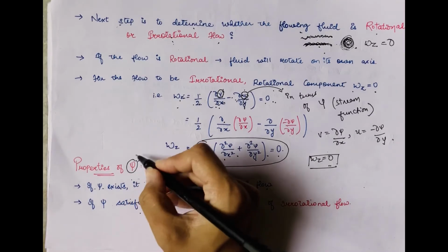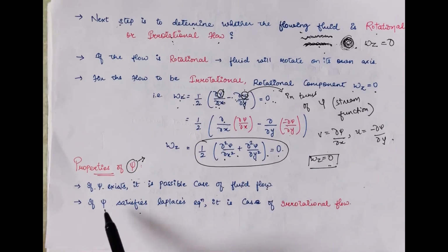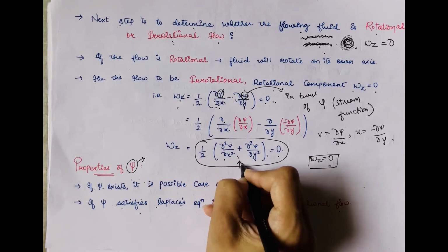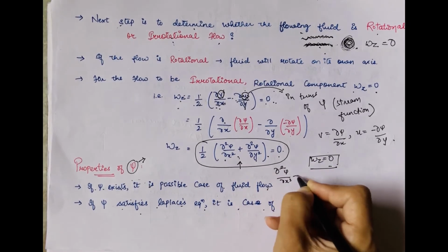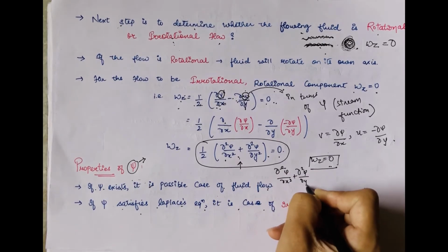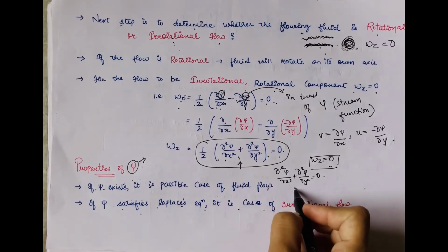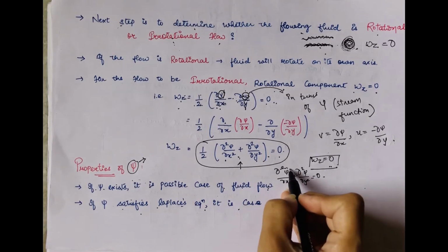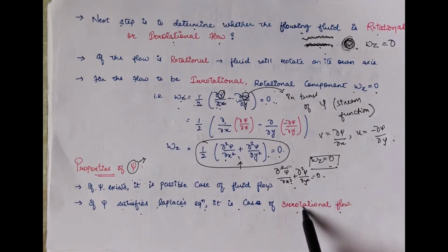Okay, so if the value of psi exists, definitely the fluid is going to flow. And if the psi satisfies the Laplace equation, it is a case of irrotational flow. This equation is known as the Laplace equation. The Laplace 2D equation: del square psi by del x square plus del square psi by del y square equals 0. So this is the Laplace equation in 2 dimensions, and if this psi function, the stream function, satisfies this Laplace equation, then it is a case of irrotational flow.